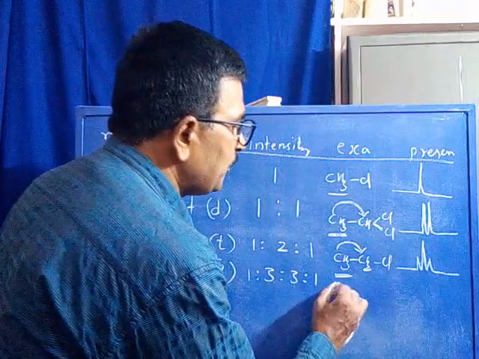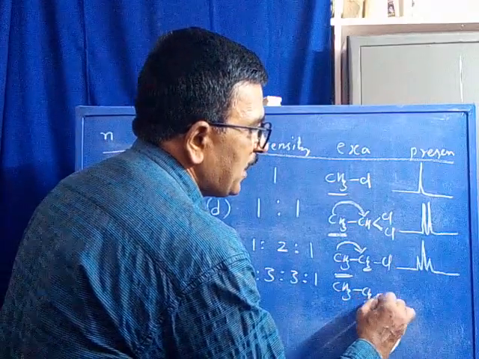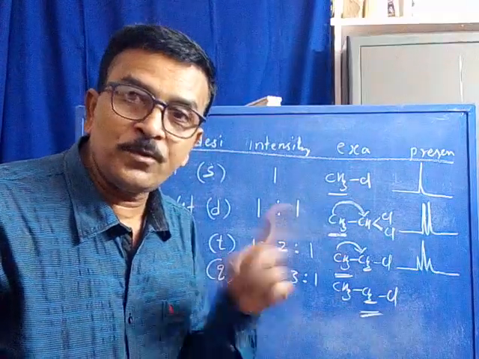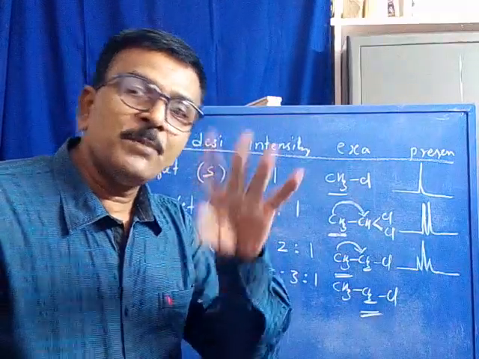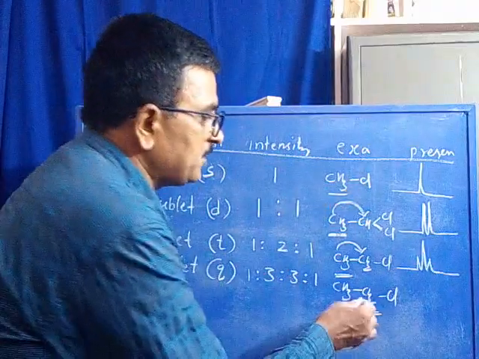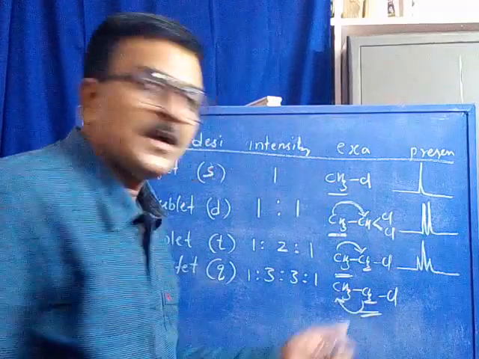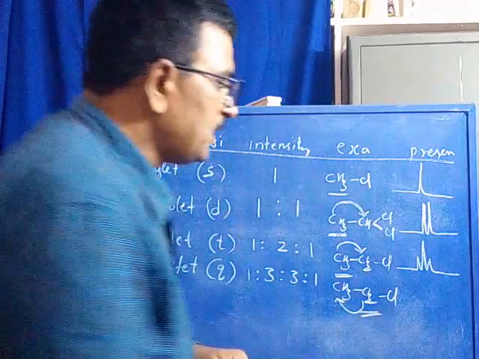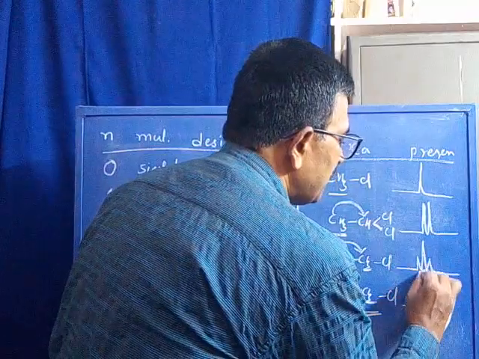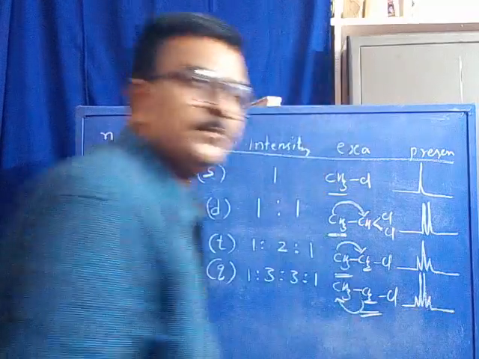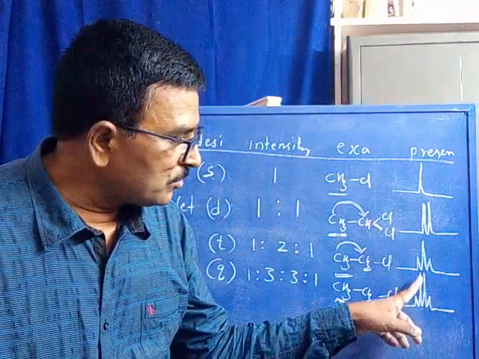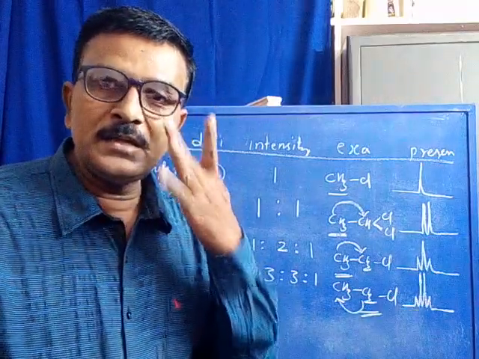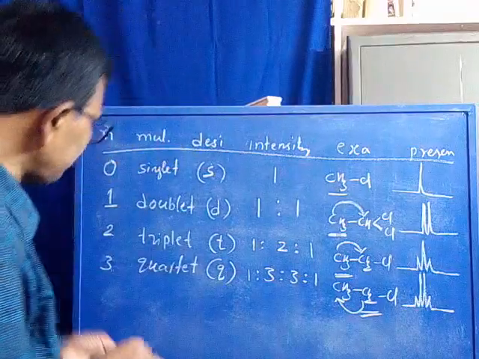Now for example, again you can take CH3CH2Cl. Now you consider the signal for the CH2 protons, where the CH2 is coupled with its 3 CH3 protons, 3 adjacents. What happens? 3 plus 1, it becomes a quartet, 4 lines. It is represented as 1:3:3:1. Is it clear? Now the other example.